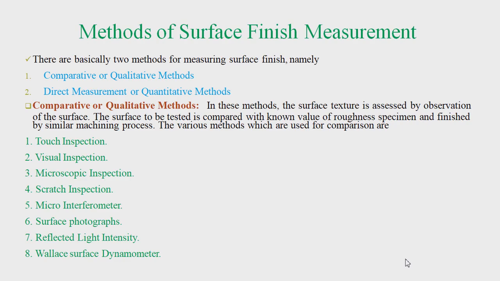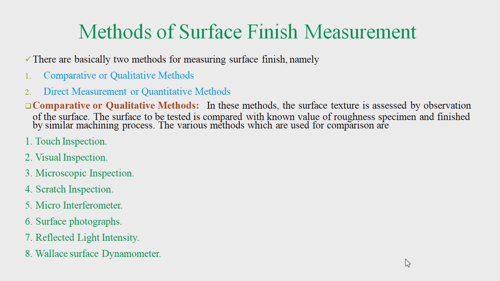In this video, I will discuss methods of surface finish measurement. There are two methods for the measurement of surface finish. The first one is the comparative or qualitative method, and the second one is the direct measurement or quantitative method. The comparative or qualitative method is used for qualitative measurement of the surface finish.